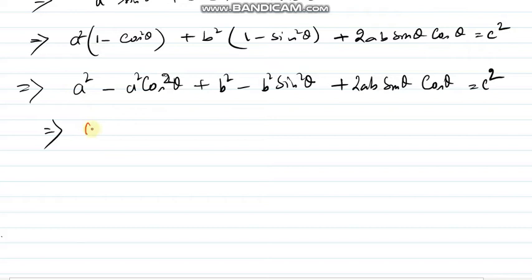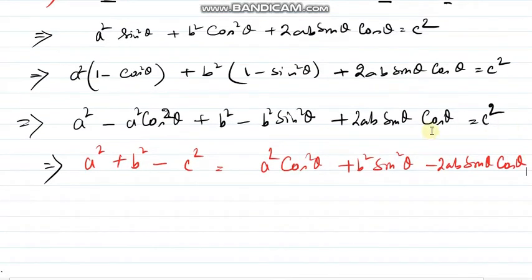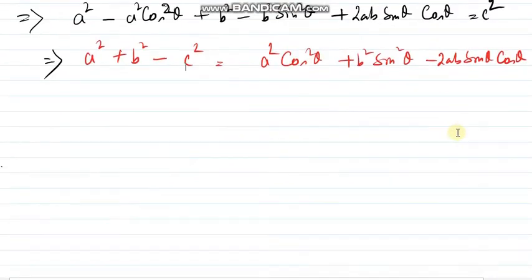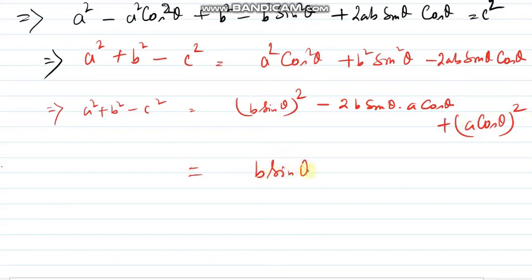I'm going to keep the a square, b square, and take c square from this side, so it will be a square cos square theta plus b square sin square theta minus 2ab sin theta cos theta, right? Now if I arrange the terms in this way, I can write a square plus b square minus c square equals b sin theta whole square minus 2 b sin theta into a cos theta plus a cos theta whole square. So what is my right hand side? That is b sin theta minus a cos theta whole square.